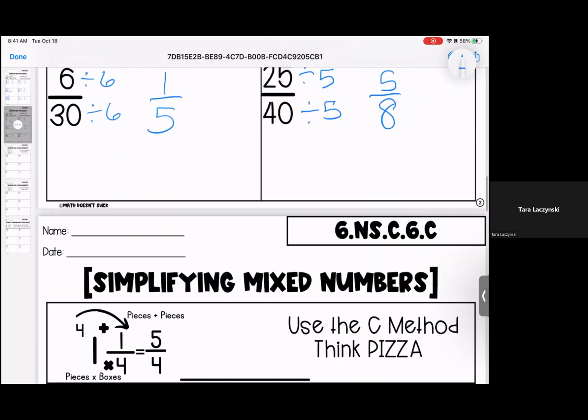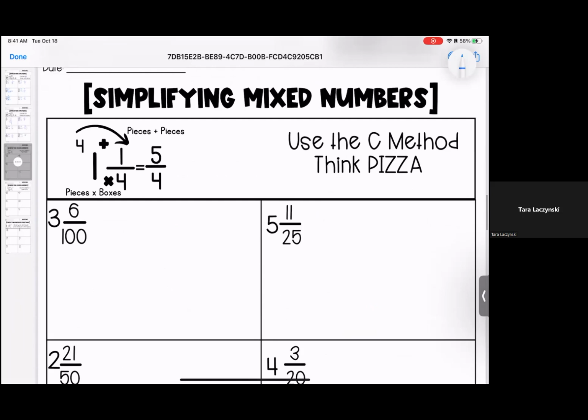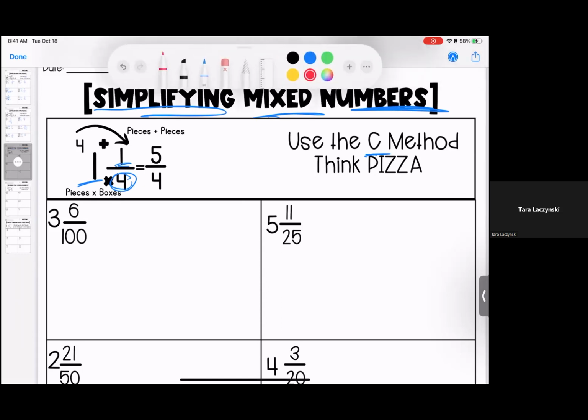All right, jumping into page 3. We are switching topics here. We are now simplifying mixed numbers using the C method. I tell you to think pizza because we're talking about how many fit in a box. How many boxes do we have and how many extra pieces do we have, right? We also call this the C method because when you look at it, it kind of looks like a letter C. It's almost like you're going backwards, creating a letter C when you do this.